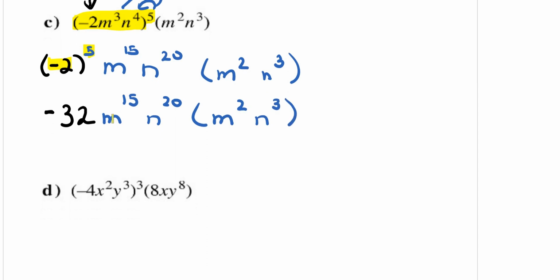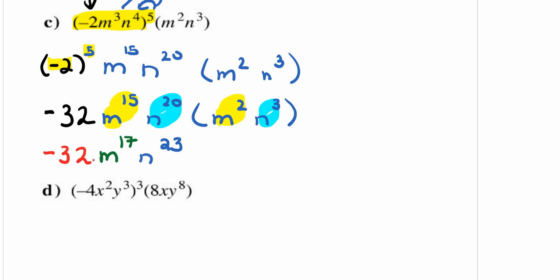So we're almost done here. We just now multiply the common variables. So m to the power 15 times m to the power 2. We've done enough of these where we know that's going to be m to the power of 17, n to the power of 20 and n to the power of 3 is n to the power of 23. And then we have this negative 32, the coefficient, which just tags along there. So there's your final answer. That's a very good question.